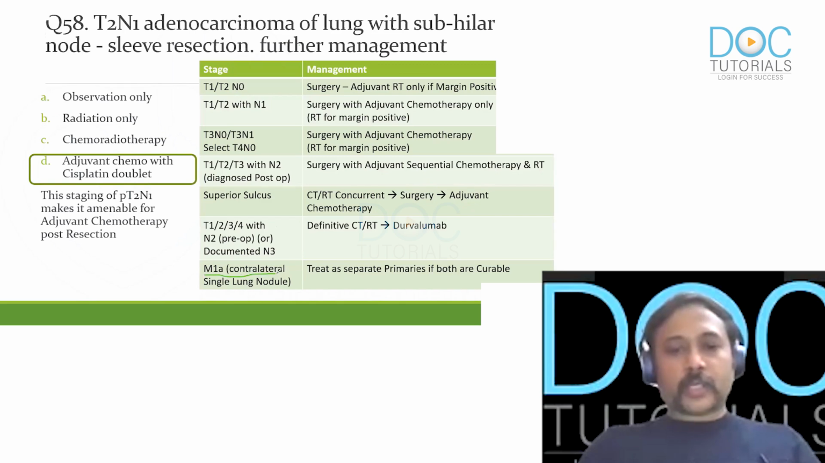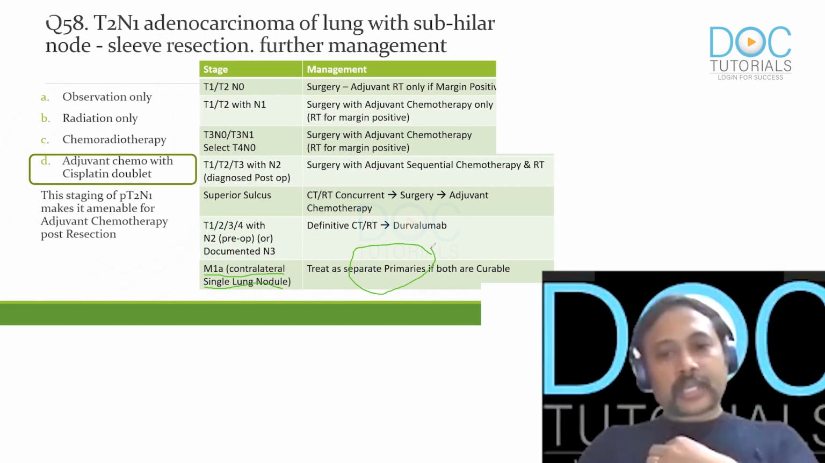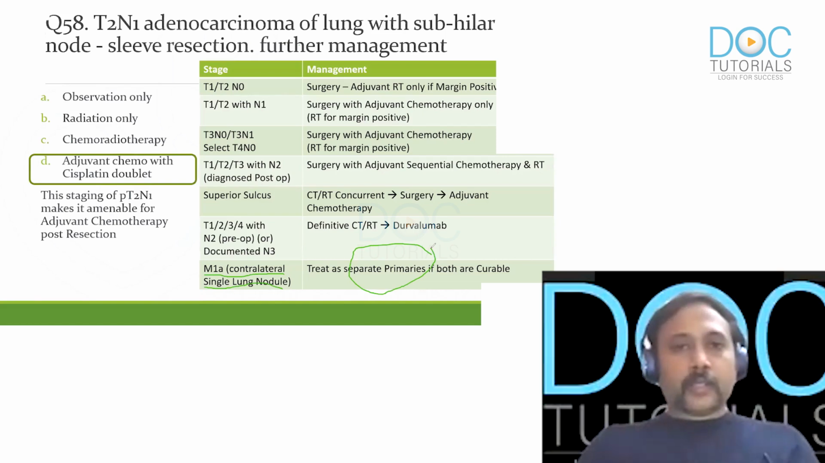Now, whenever there is a contralateral single lung nodule, this is defined as M1A disease. When it is found, if both of them are curable, then you treat it as separate primaries. See, there is no staging system in AJCC for a bilateral breast cancer. Suppose there is an inner quadrant tumor and a second inner quadrant tumor in the opposite breast, then the previous teaching used to be that you take it as metastatic disease. But nowadays, when the contralateral side is involved, you manage it like a separate primary if it is a curative scenario, if it is going to be a single site of disease.